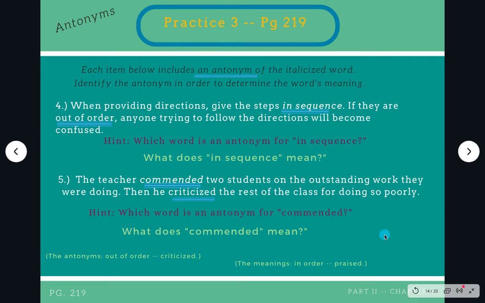Number 5, the teacher commended 2 students on the outstanding work they were doing. We want to know what commended means. Then he criticized the rest of the class for doing so poorly. So criticized is the opposite. Criticized is the antonym of commended, and that will help us figure out what it means to commend someone because it's the opposite of criticizing them, right?